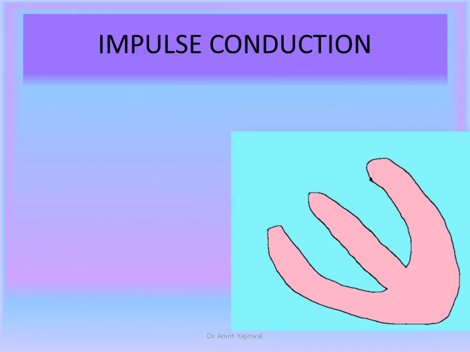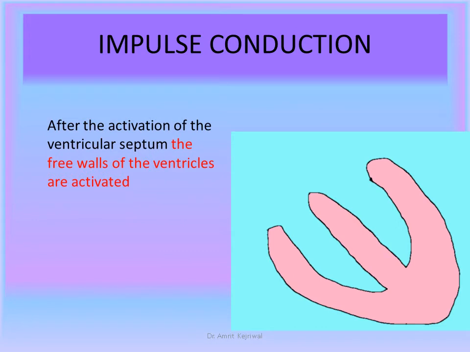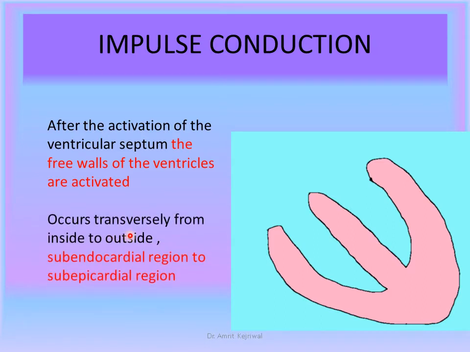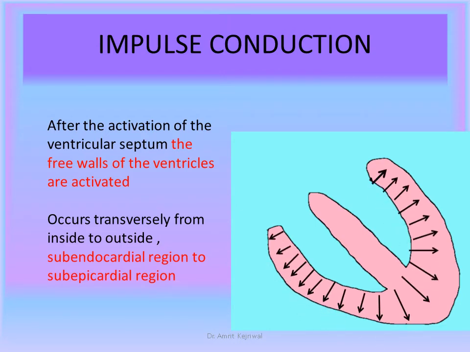After this, the impulse is conducted to the free walls of the ventricle, which are activated transversely from inside to outside, from the subendocardial region to the subepicardial region. So from the subendocardial region, the impulse goes to the subepicardial region, and this is how the cardiac impulse is transmitted from within outside.